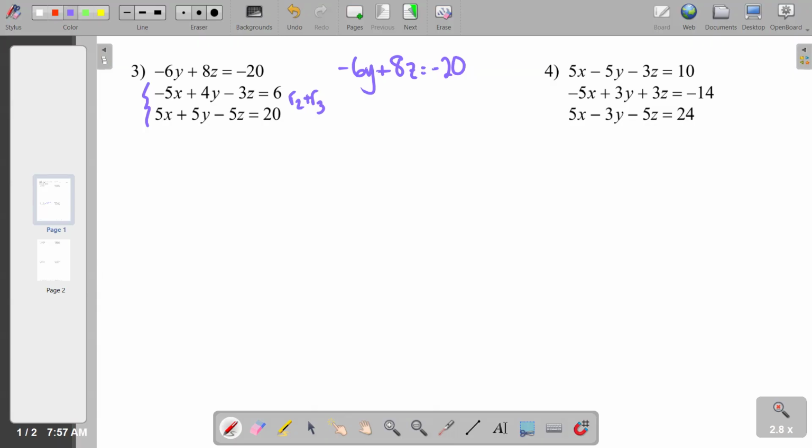So what do we get if we add row 2 to row 3? How many X's? None, right? How many Y's? 9 Y's, good. How many Z's? Negative 8 Z's. And then what's the constant going to be?